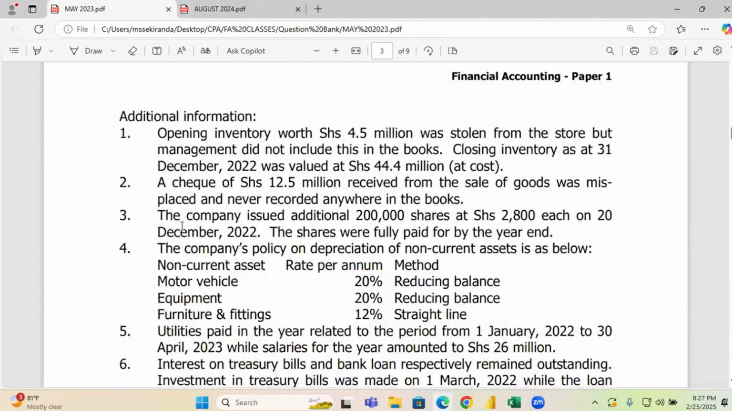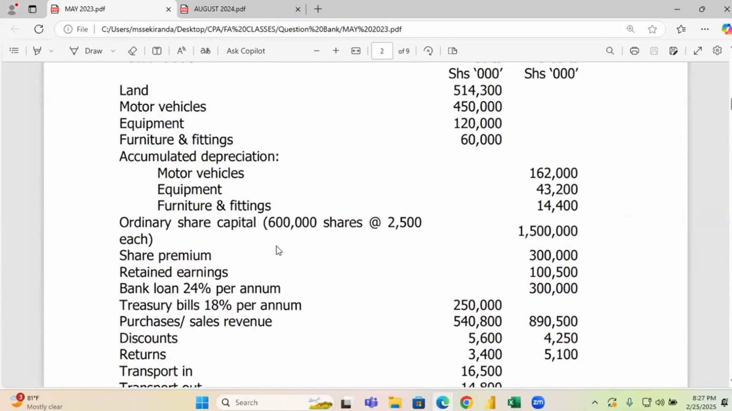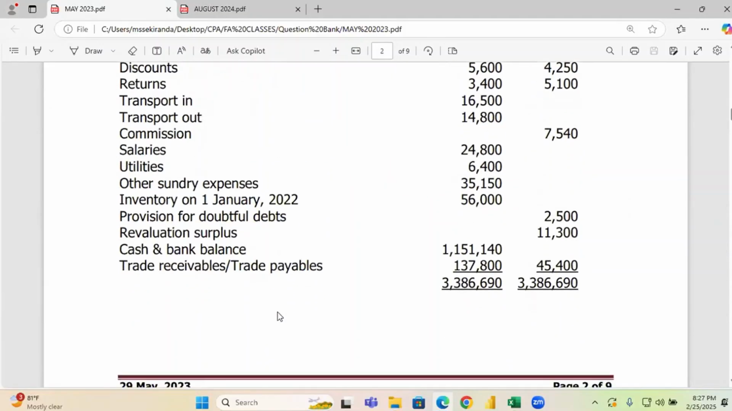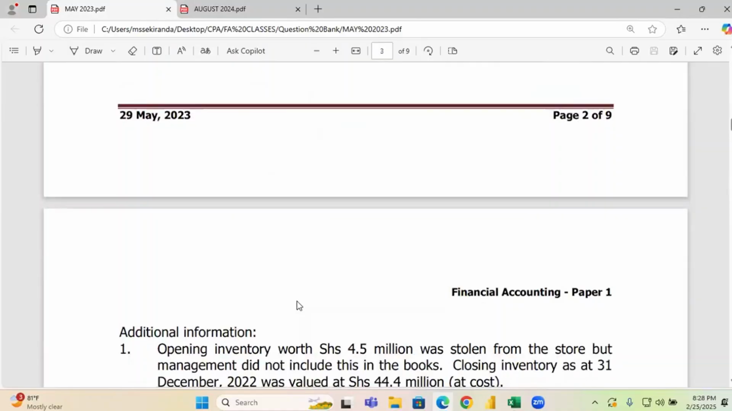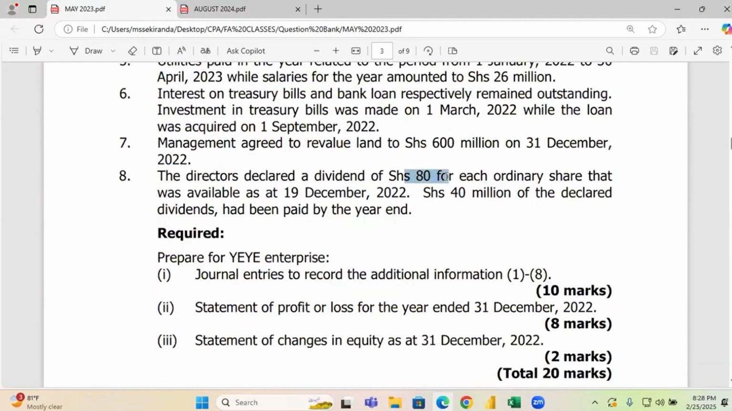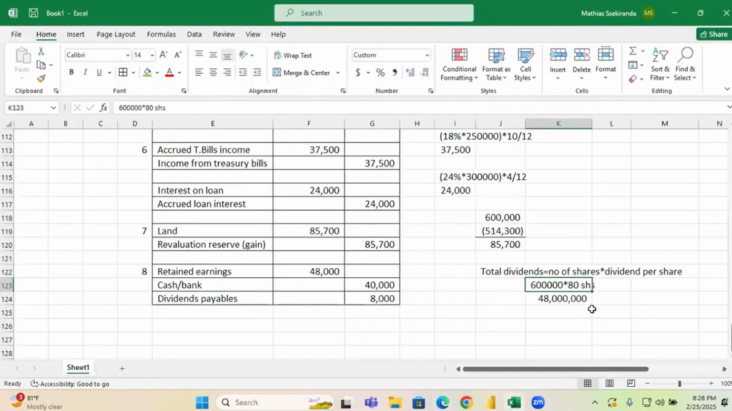And when you read note number 3, we issued the additional shares on 20th December. It means these additional shares are not entitled to a dividend because these are after 19th. So the ones that existed by 19th are these ones we see in the trial balance. So 600,000 shares times dividend per share, which is 80 shillings, gives you the total dividends, 48 million. And those are the total dividends that have to go out.